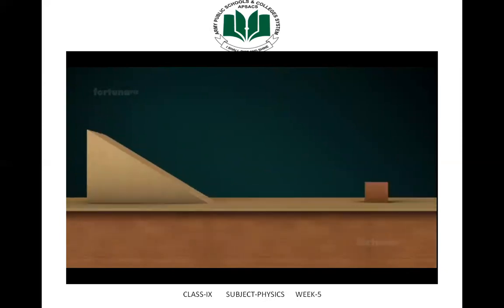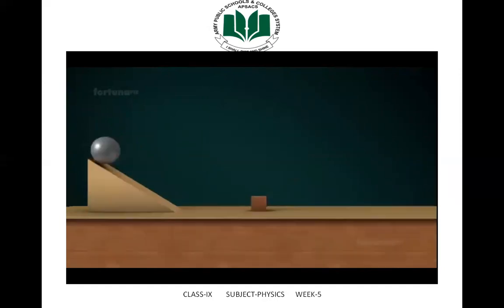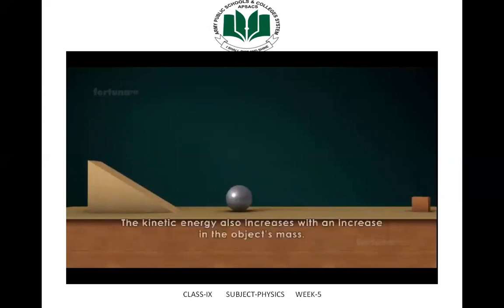Let's slightly modify our experiment. Take a larger ball and let it roll down the inclined plane. The ball will hit the wooden block with a great deal of force, pushing it much farther. From this, we can see that the kinetic energy also increases with an increase in the object's mass.